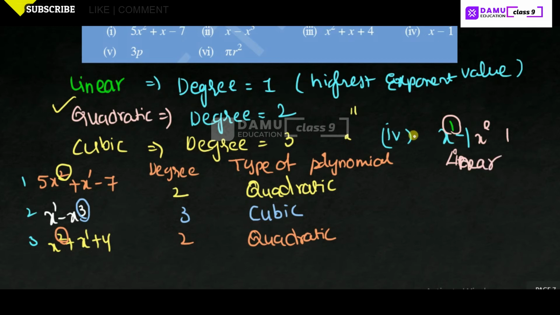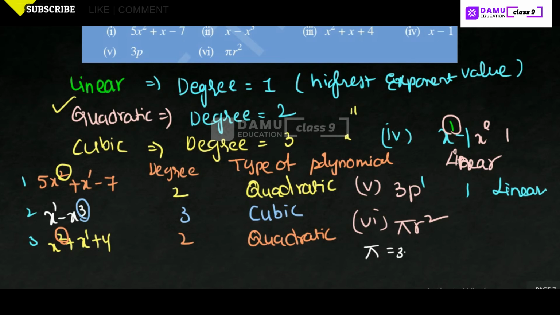Then the fifth one is 3p. What is the highest degree here? The degree will be equal to 1, so that is a linear polynomial. Then the sixth one is pi r square. The value of pi is 3.14 or 22 by 7, and you can take it as a constant. Then r square, the highest power is 2, so it is a quadratic polynomial. Like this we need to differentiate.